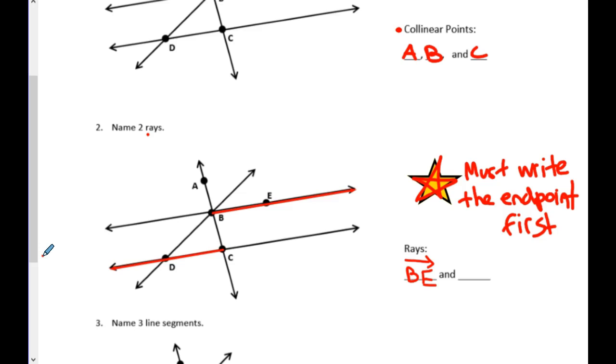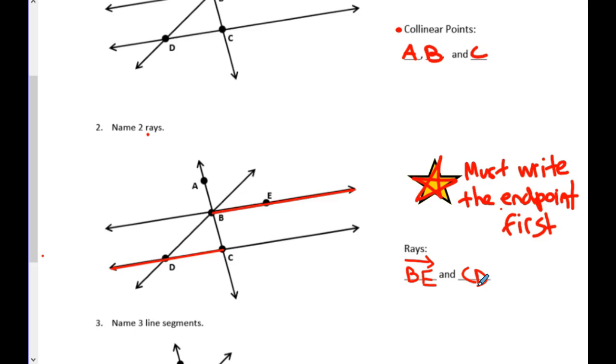Okay? So look at this other ray. What's the endpoint of this ray? C. What do I have to write first? The endpoint. So I'm going to write C, and then I'm going to write D, and on top, I'm going to put a ray going to the right.